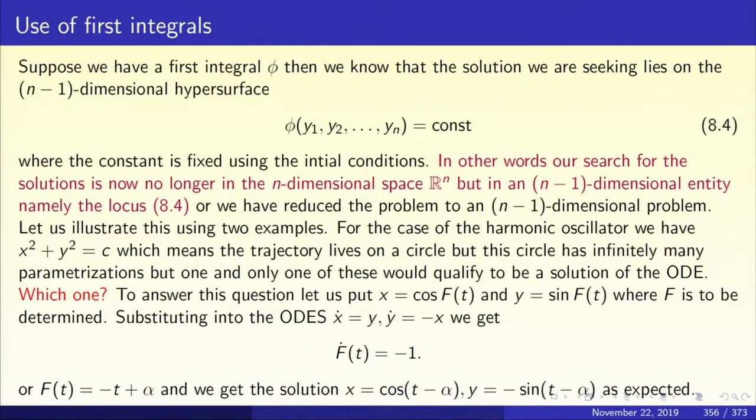We'll come back to this presently, but before that, in the general setup, what have we gained? Instead of locating the solution (y1(t), y2(t), ..., yn(t)) in Rn, we have reduced the problem to locating it along the hypersurface 8.4. This equation 8.4 is an n-1 dimensional object, and Rn is an n-dimensional object. In other words, we have reduced the problem from an n-dimensional problem to an n-1 dimensional problem. There has been a dimension reduction in our solution process. For example, suppose phi of y1, y2, y3 happens to be y1 squared plus y2 squared minus y3 squared, and the constant happens to be 1. Then what is that equation 8.4? The equation 8.4 is y1 squared plus y2 squared minus y3 squared equal to 1.